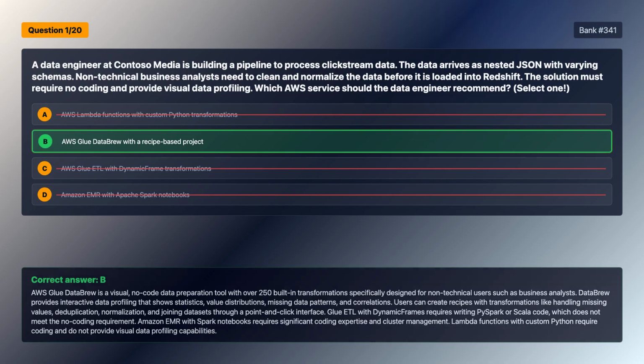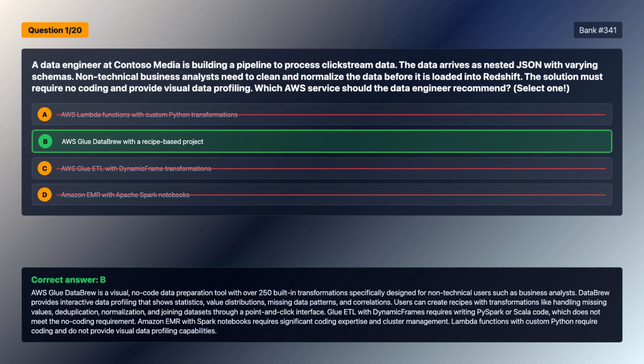The correct answer is option B. AWS Glue DataBrew is a visual, no-code data preparation tool with over 250 built-in transformations specifically designed for non-technical users such as business analysts. DataBrew provides interactive data profiling that shows statistics, value distributions, missing data patterns, and correlations. Users can create recipes with transformations like handling missing values, deduplication, normalization, and joining datasets through a point-and-click interface.